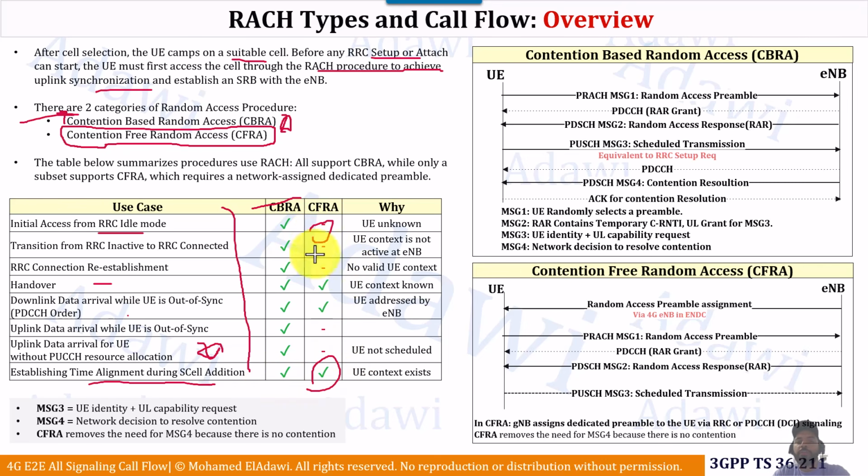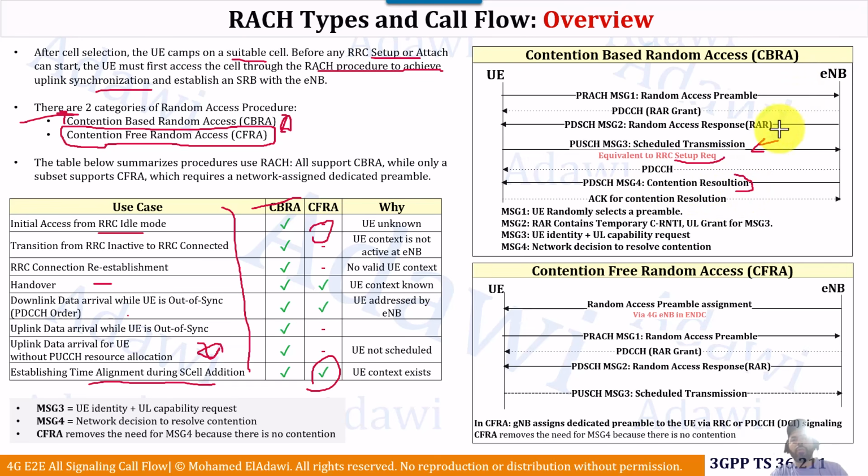So this is the main difference from the call flow perspective. I already discussed in the previous slide the contention-based procedure. I highlighted that there is a random access message sent from the UE to the gNB, which is message one. Then there will be a response with RAR, which I'll discuss in more detail on the next slide. Then we'll have message three, which is usually the RRC connection setup request, called scheduled transmission. Then you will have message four here, right?